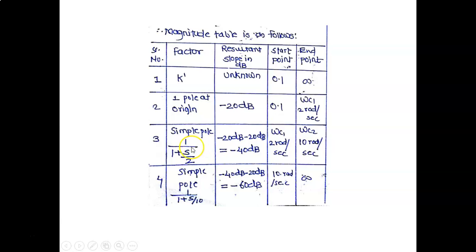Another simple pole, 1 divided by 1 plus s by 2. It contributes a slope of minus 20 dB. Therefore, minus 20 minus 20 is equal to minus 40 dB per decade. Starting point is 2, end point is 10 radian per second. Now next, simple pole, 1 divided by 1 plus s by 10. It contributes a slope of minus 20 dB. Therefore, minus 40 minus 20 is equal to minus 60 dB per decade. Starting point is 10 radian per second, end point is infinity.